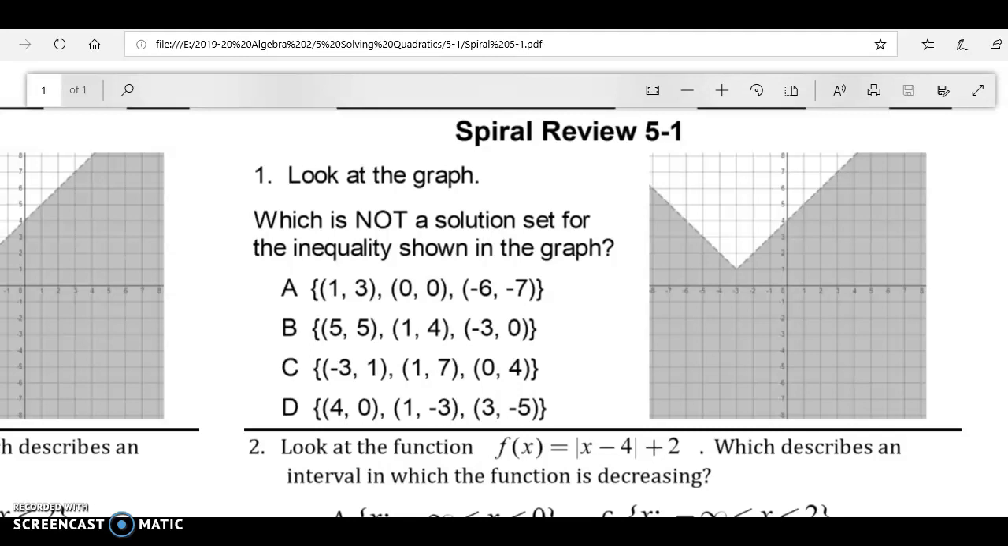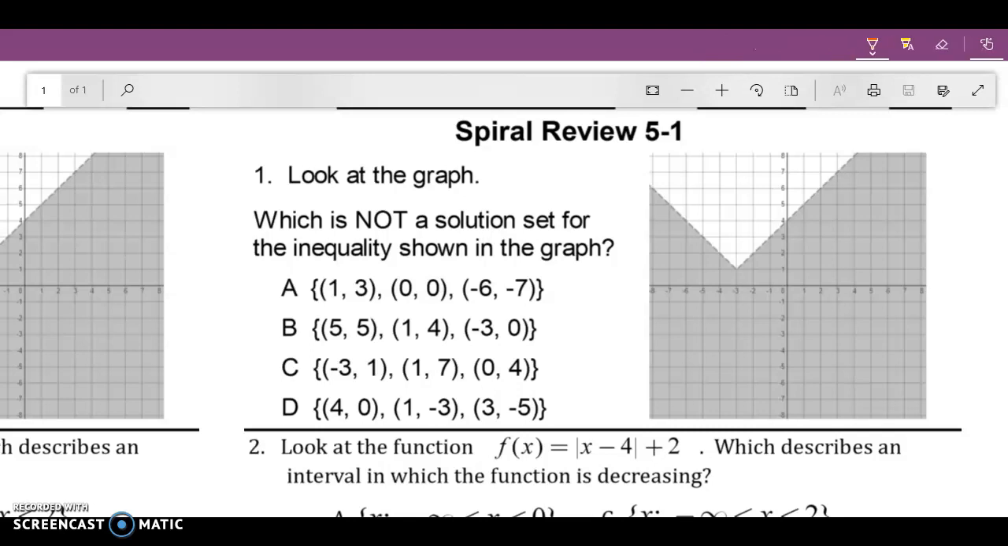So for question 1, you're asked to look at the graph. You're asked to decide which one is not in the solution set. Okay, so not in the solution set. If I was trying answer A, and I'm plotting the points for answer A in orange, if I were to plot (1, 3), (0, 0), and (-6, -7), all of these points are in the shaded region. So they are all solutions. So that's not going to be our answer because it's asking which one is not, okay? And so just be careful with this.